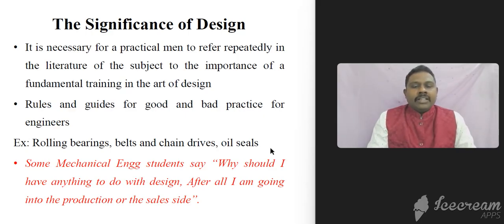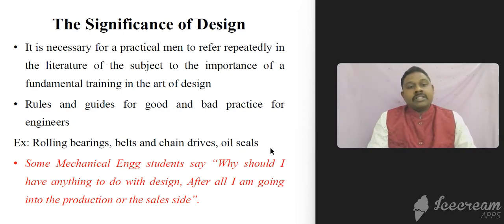The training and art of design is very important, and rules and guidebooks need to be followed. There should not be any bad practice by engineers, because if anything goes wrong, the entire component will fail. And some mechanical students will ask, why should I have anything to do with design? After all, I'm going to be on the production and sales side.